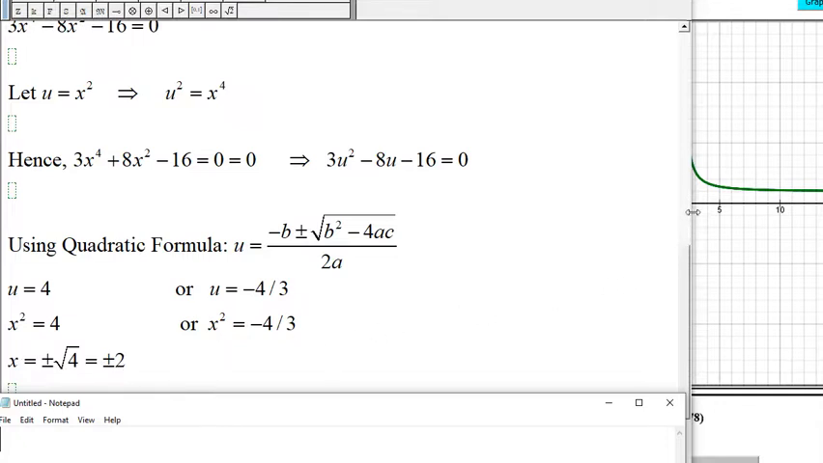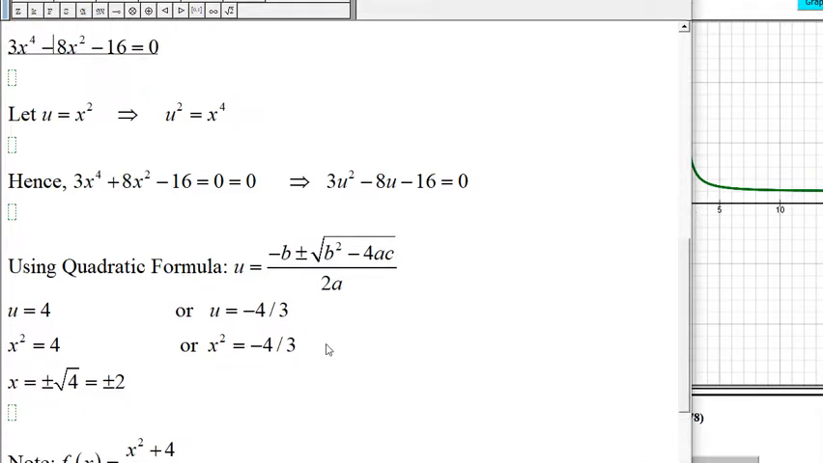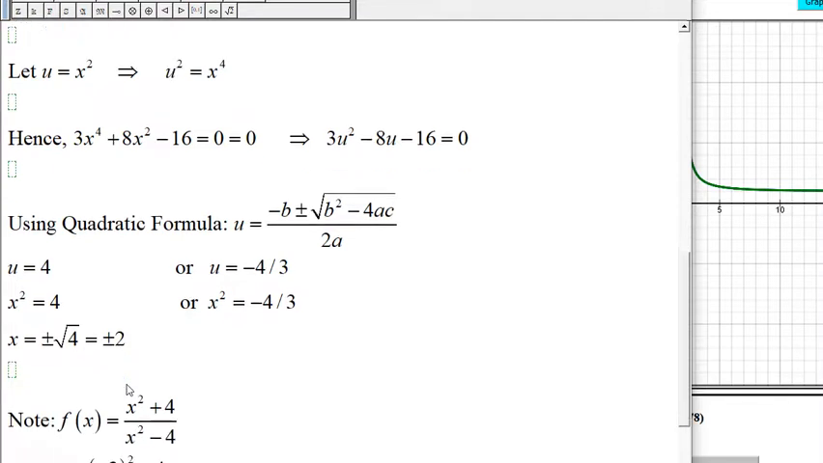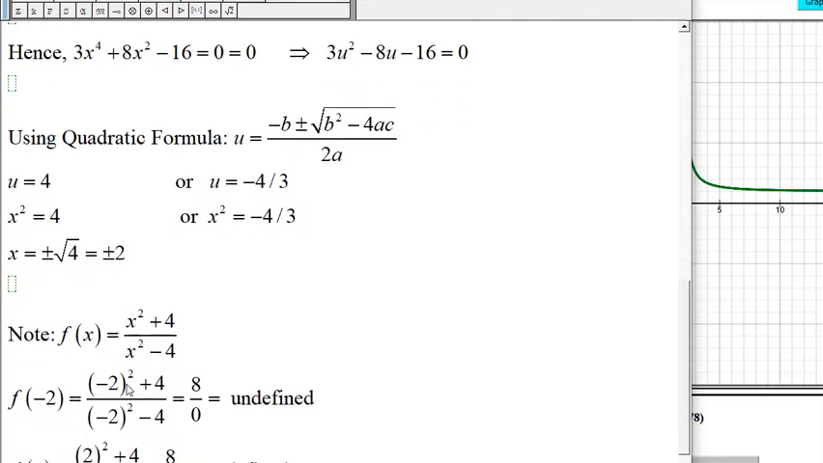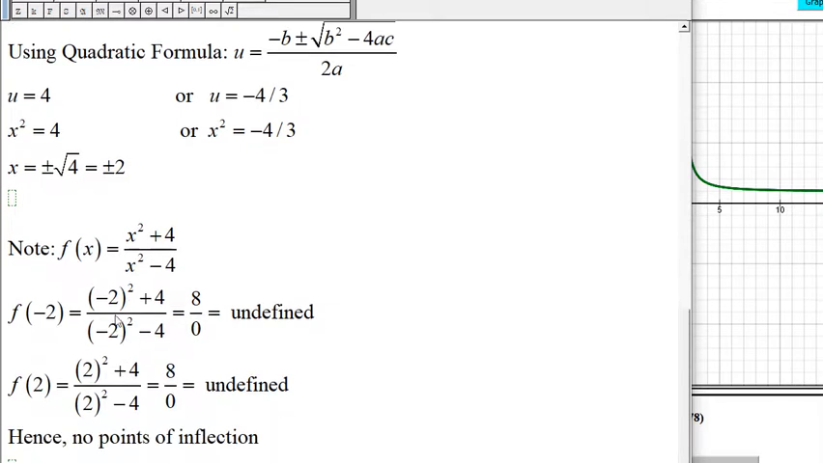And so we set the second derivative equal to 0 and solve for x, and we got plus or minus 2. Now let's go back to the function and evaluate. This is our original function right here. Normally we would get the inflection points right here. But the problem is, if we evaluate the original function at negative 2 and 2, if we plug in negative 2, we get undefined. If we plug in 2, we also get undefined.